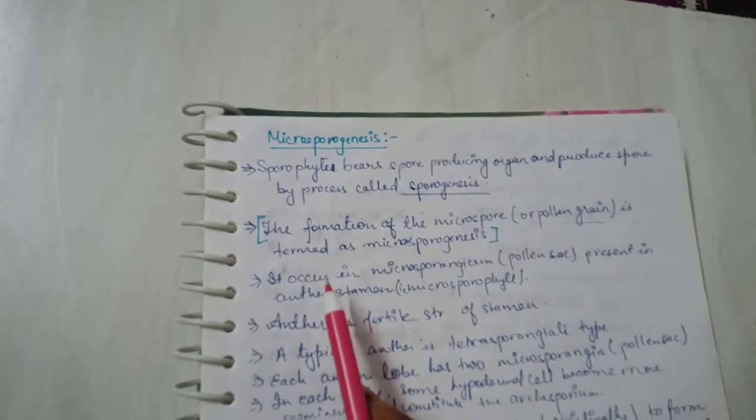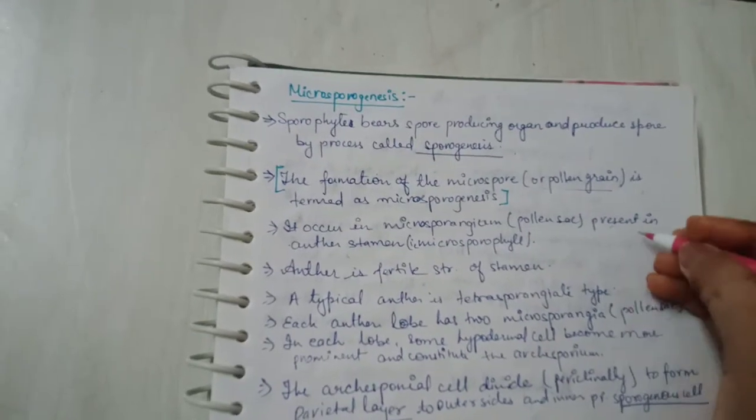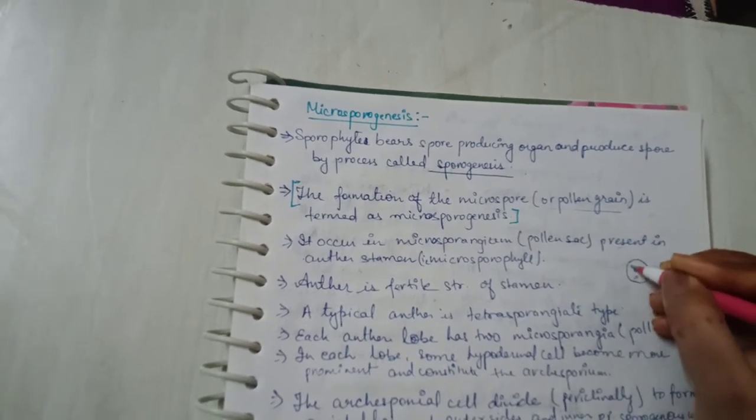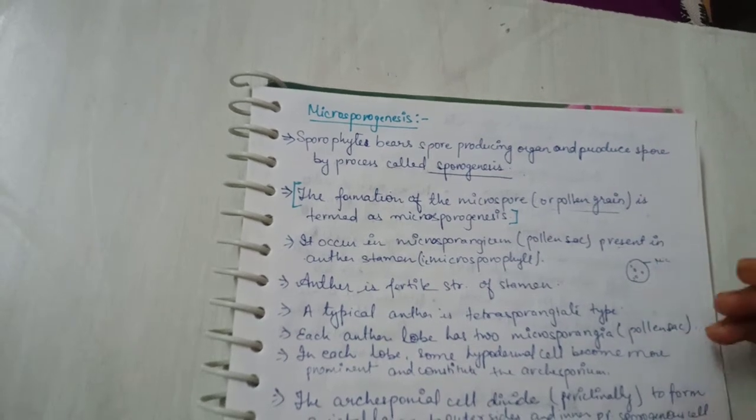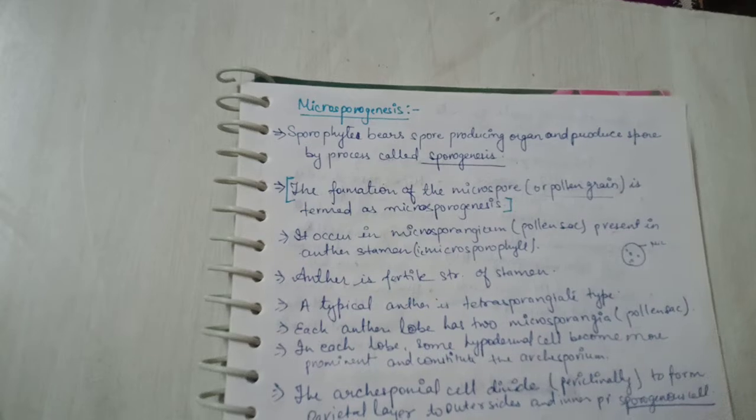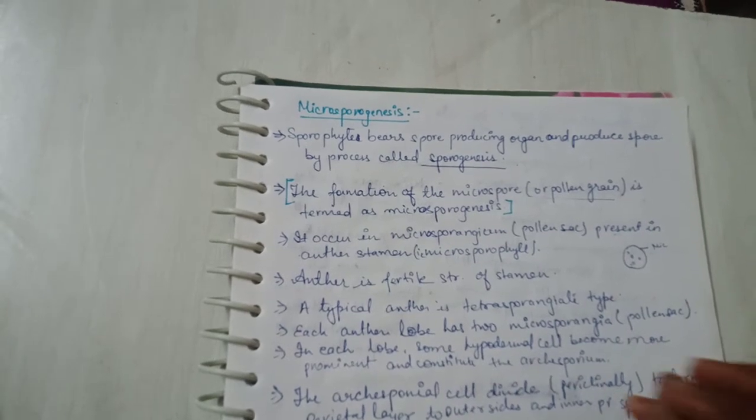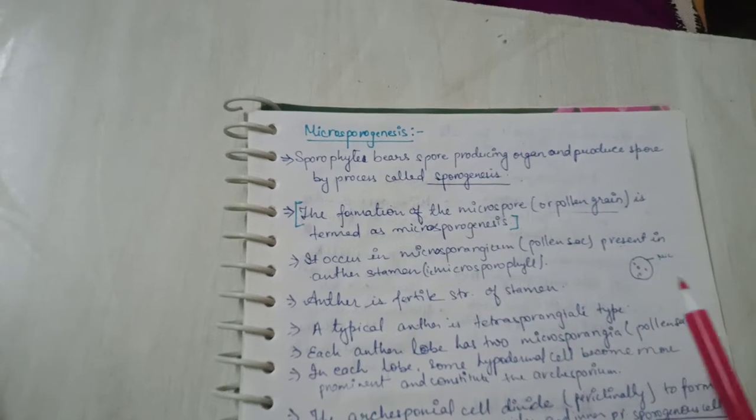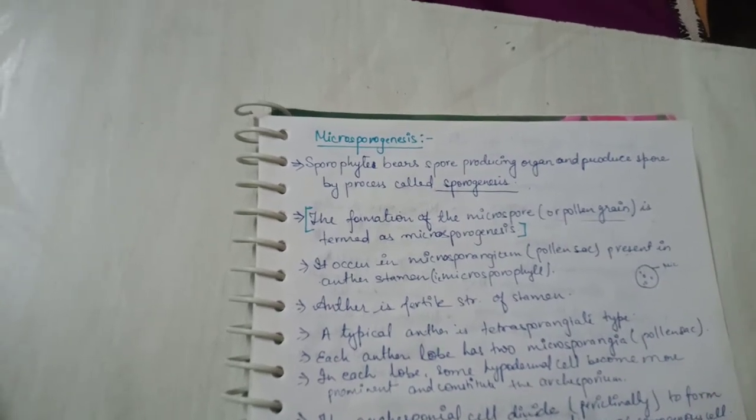Next, it occurs in the microsporangium. Here are the microspores, and this is called the microsporangium, which means a pollen sac. Inside it is the pollen grain, also known as the microspore, which helps in pollination. When it fertilizes with the female gametophyte, it forms a new seed or the formation of a new flower.